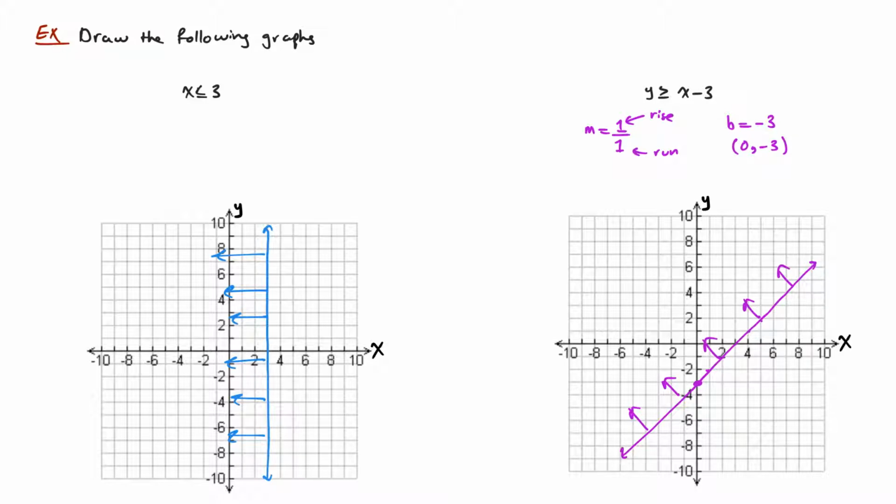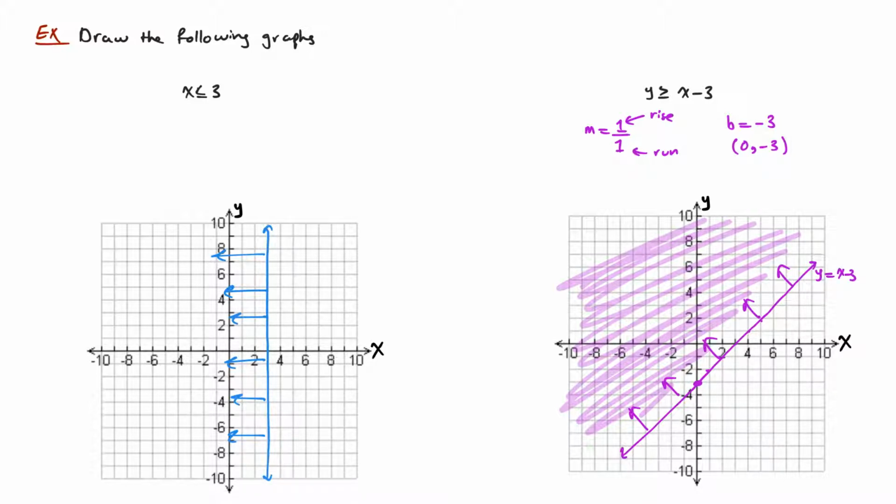And again, you could shade as well, but you don't have to. The arrows are enough to indicate the shaded area, especially when you just have one graph. Also want to label your graph over here. So this one, the graph that we drew was y is equal to x minus 3. And the graph on the left-hand side that we drew was x is equal to 3.